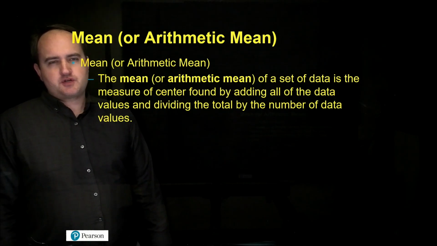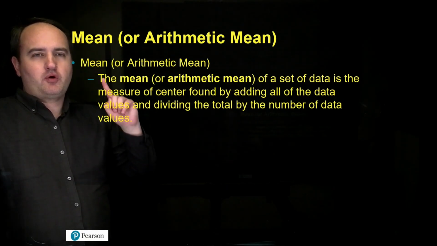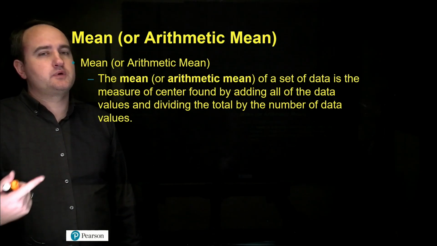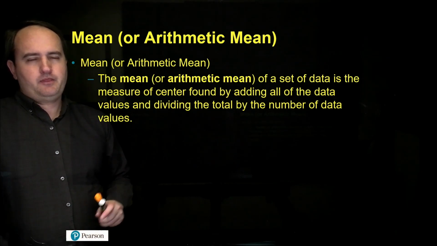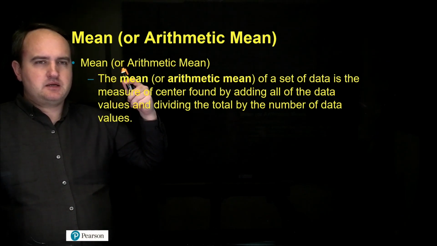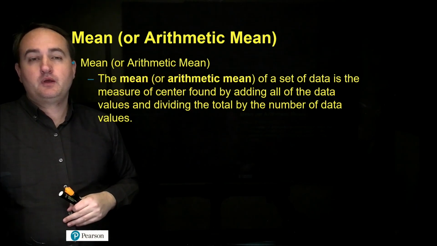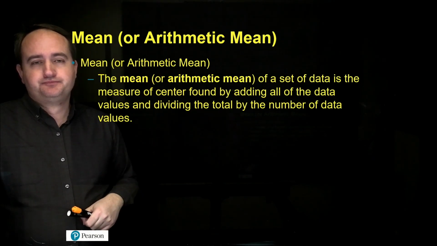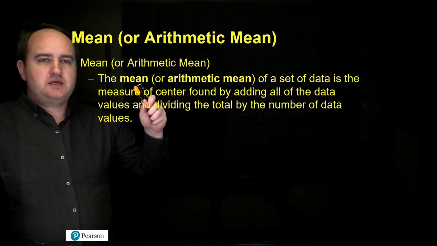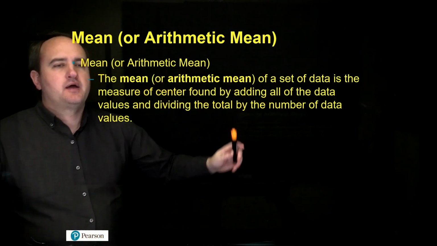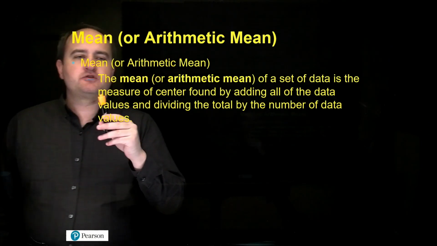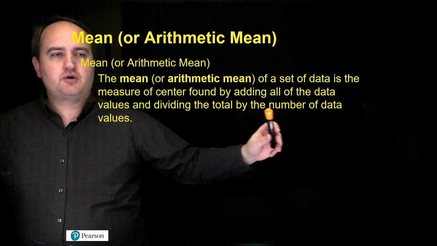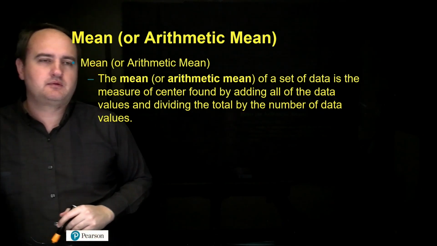Okay, so we're going to start with the most important measure of center that most people hopefully have seen from the real world. Now in statistics we call it the mean or arithmetic mean, but in the real world most people call this the average. Okay, so the mean or arithmetic mean of a set of data is the measure of center found by adding all of the data values and dividing the total by the number of data values.